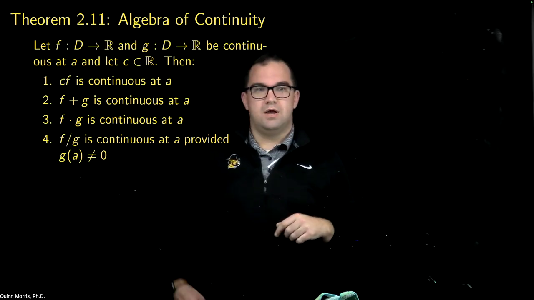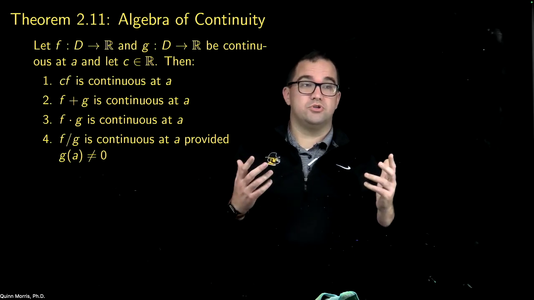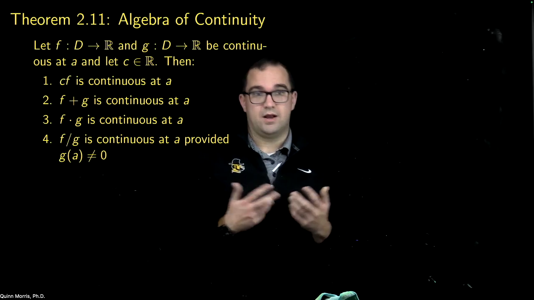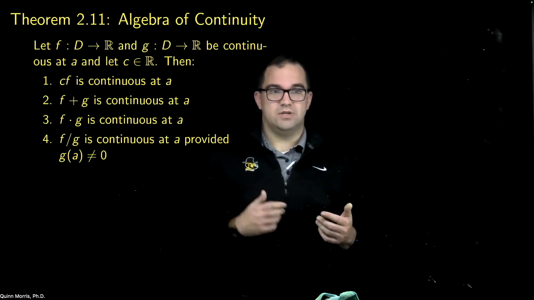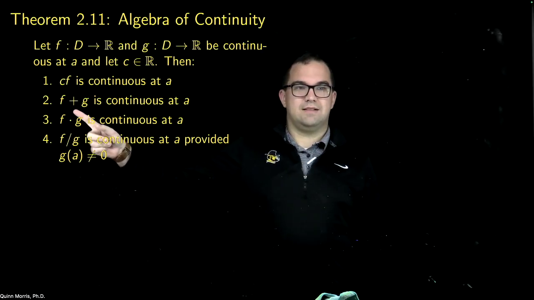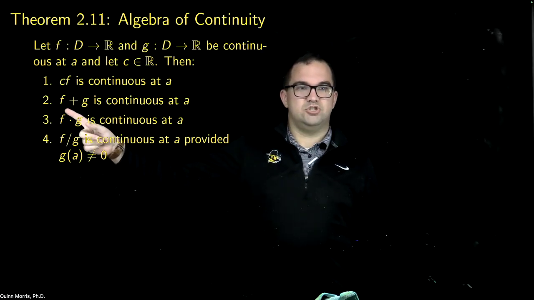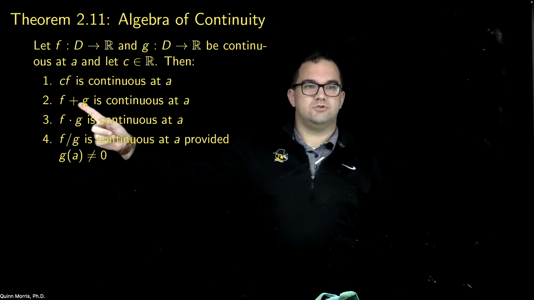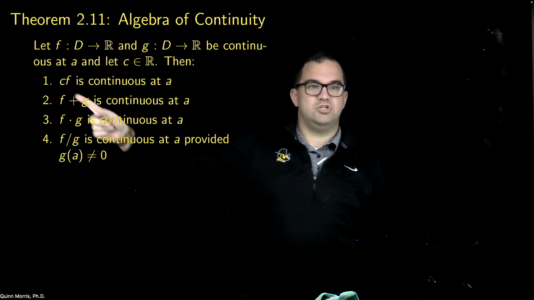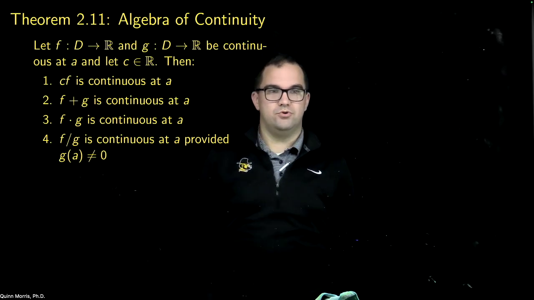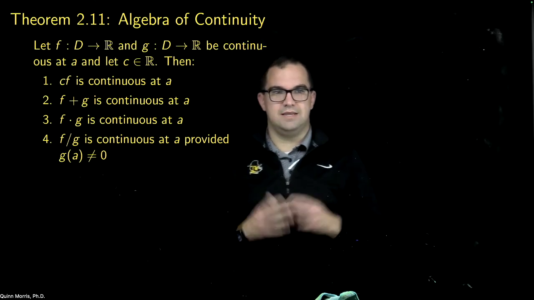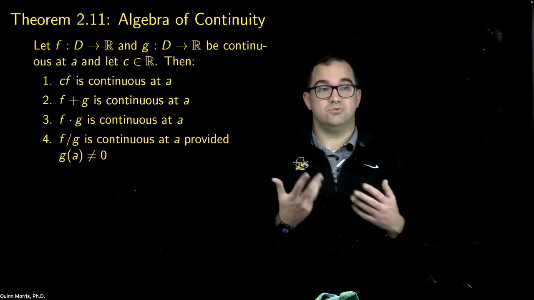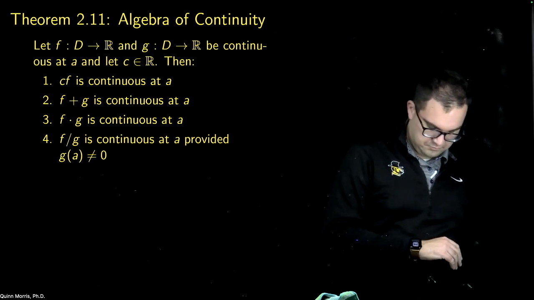Okay, so this really just says continuity is preserved under all the standard arithmetic operations: multiplication by a scalar, addition, multiplication, division. Subtraction is also technically in here because you can think of that as f plus negative g, so you would really just apply 1 and 2 to get subtraction. So you can combine two continuous functions in any of these nice arithmetic ways, and you'll still get another continuous function.